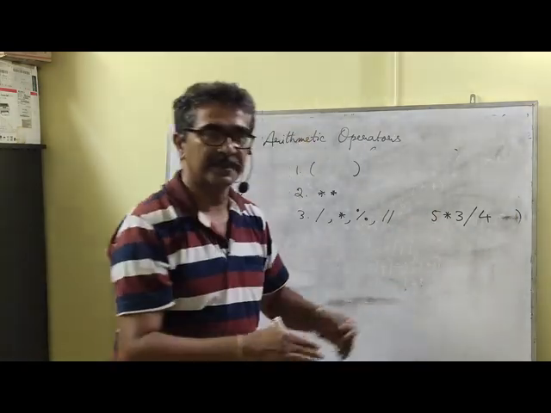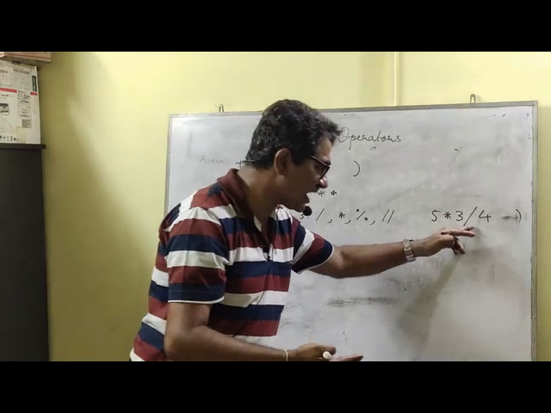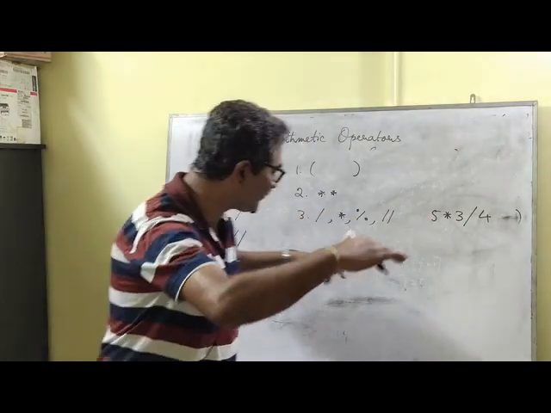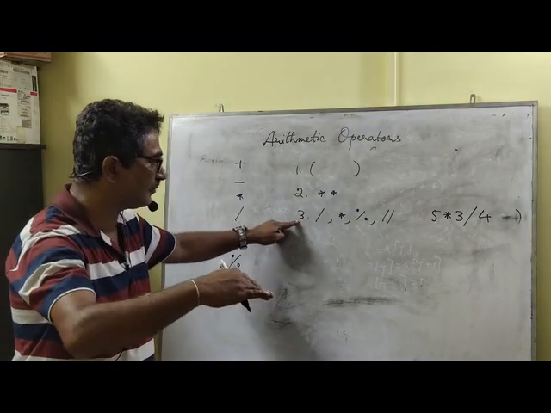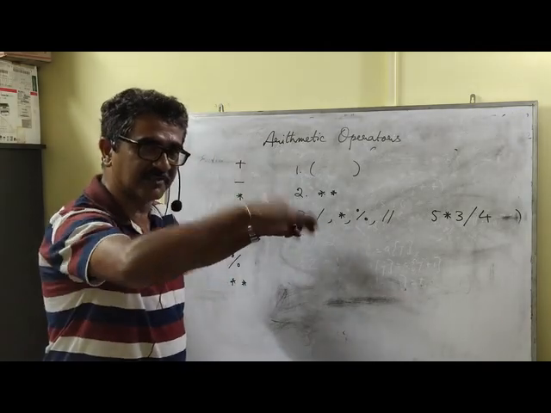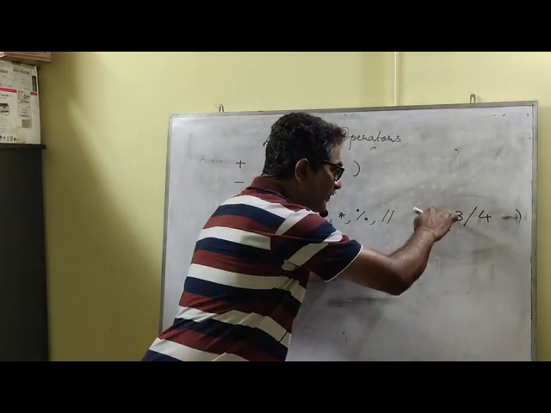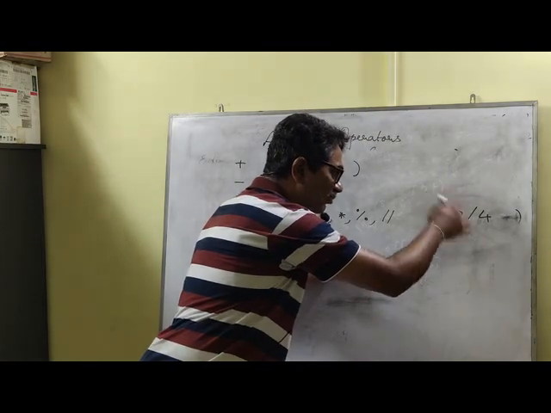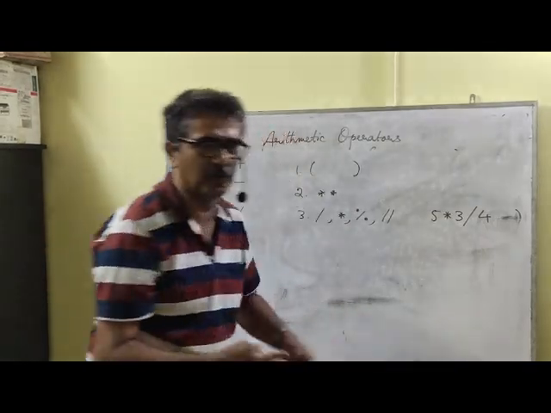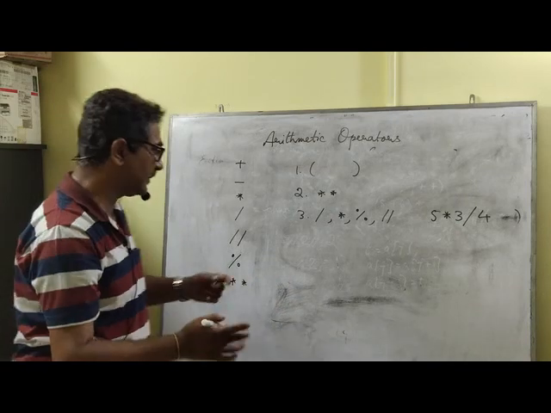So in this expression, since multiplication is before slash and both have the same level of priority, this is the third level of priority. All have the same level. So first come, first served. Whoever comes first will be evaluated first. So first 5 will be multiplied by 3 and whatever is the result will be divided by 4. This is how the entire thing works.